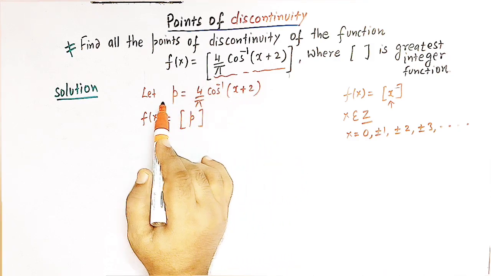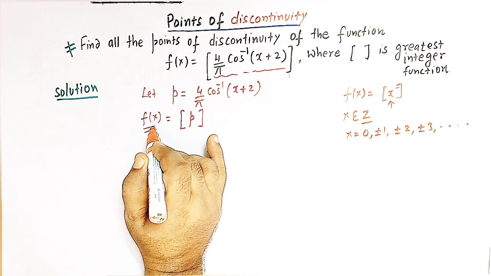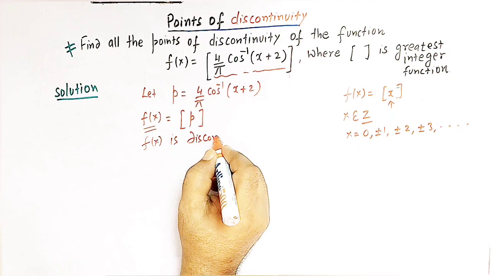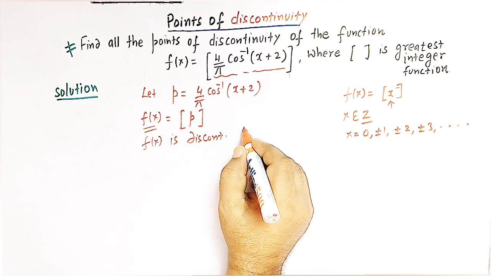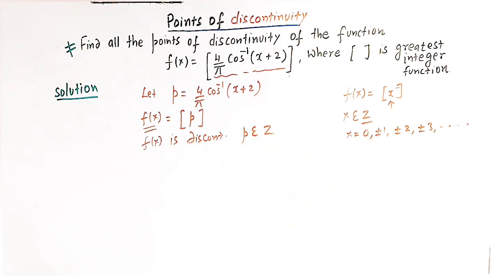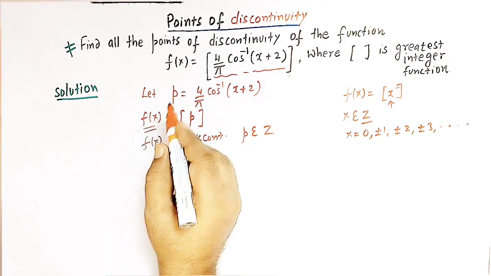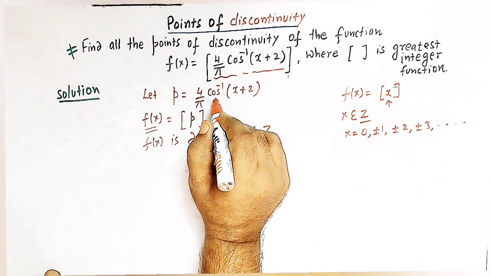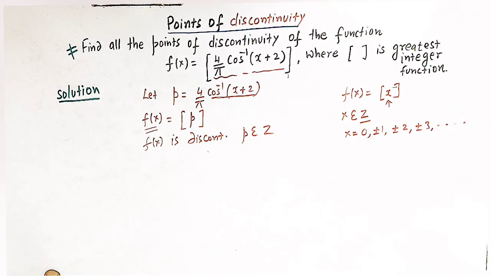So assuming this function as p, we have greatest integer of p. Now this function f of x is discontinuous at all values of p for which p belongs to the set of integers, right? So whenever p is an integer, then this function f of x is discontinuous, right? So now let us first consider this inverse function, that is cos inverse x plus 2, right?